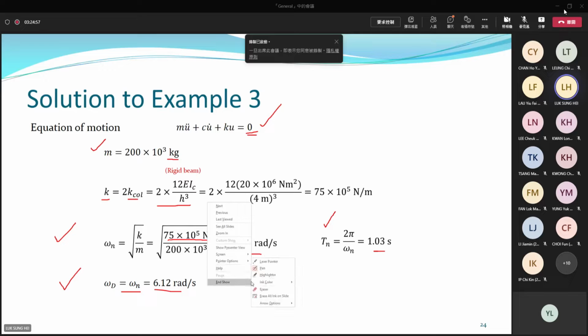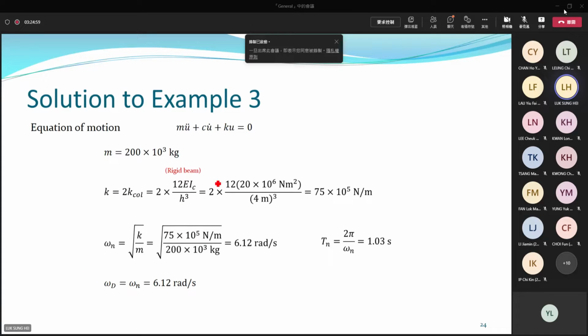The calculation here is pretty straightforward, but I want to remind you again about the unit. Because sometimes some students would like to use kilonewton for force. Say, for example, if you use kilonewton per meter for stiffness, then you have to change the mass unit to tons. Okay? If you use kN right here, then mass should be in tons. It simply means multiply both by 1000. Otherwise, your answer will be totally different.